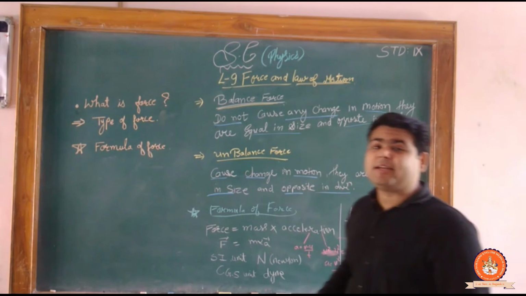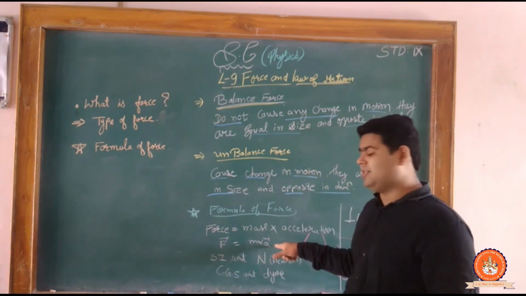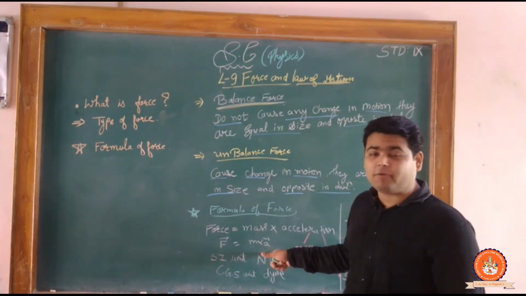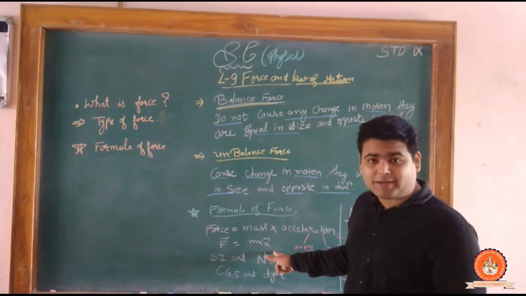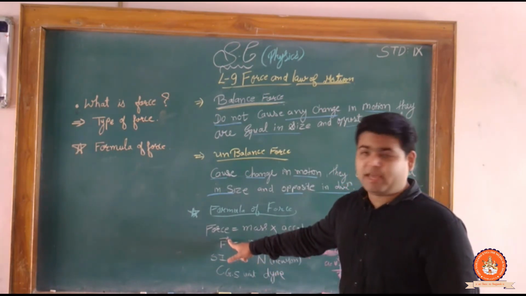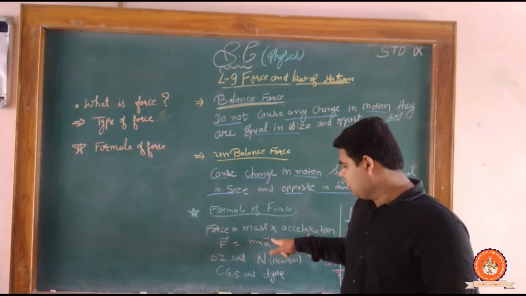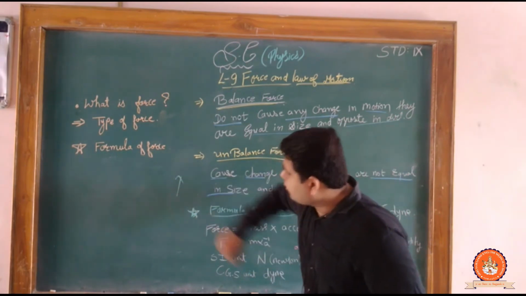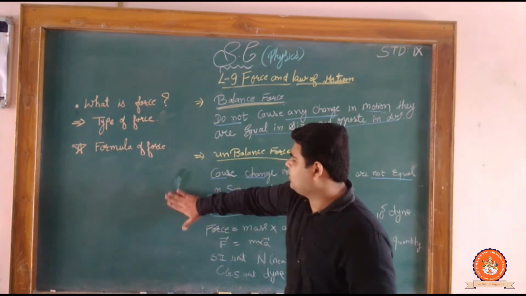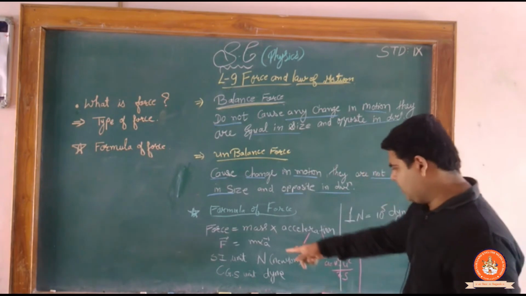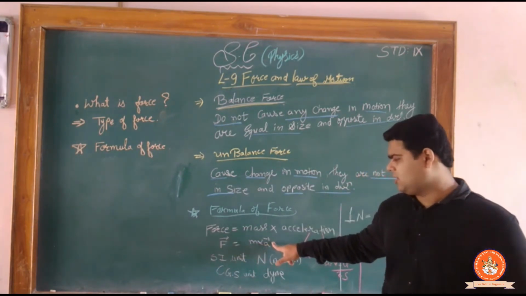Now force is a vector quantity. Why? Because of the acceleration. That acceleration is also a vector quantity. So to denote vector quantities, we apply an arrow over the head. Clear? So you have to present this type of arrow. So you can say that this is a vector. Clear? Force is a vector, acceleration is a vector.